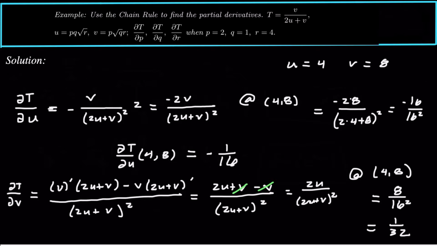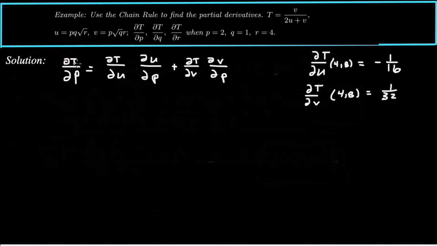All right, so we've got these two partial derivatives. We want to keep track of these throughout the whole computation, because these two partial derivatives, negative 1 over 16 and 1 over 32, are going to be part of each computation that we do. So let's go back and look at the original partial t, partial p computation. Partial t, partial p equals partial t, partial u evaluated at the point, which we know is the same as evaluating u and v at 4, 8, times partial u, partial p. So now we need to calculate partial u, partial p, and then evaluate that at 2, 1, 4.